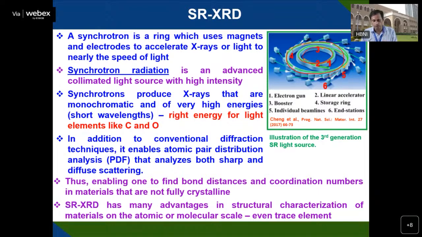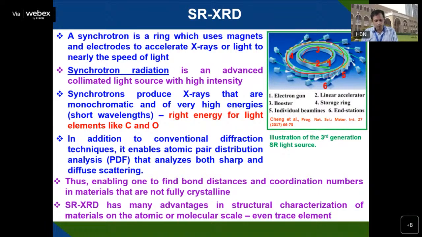Synchrotrons produce X-rays that are monochromatic and very high energy, and it's the right energy for light elements like carbon and oxygen. If you go for carbon and oxygen, that analysis is not possible with normal conventional XRD, but this energy is sufficient for elements like carbon and oxygen. In addition to the conventional diffraction pattern, you will be able to get atomic pair distribution analysis, the PDF. So you can see how the electron distribution is there.